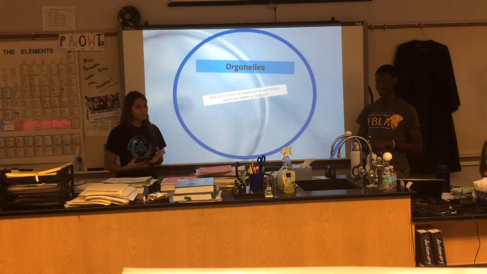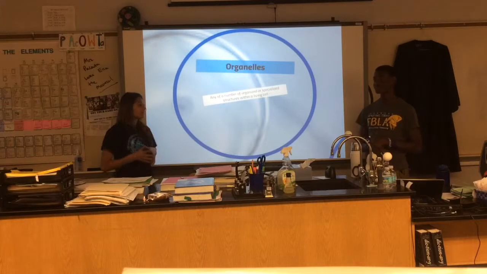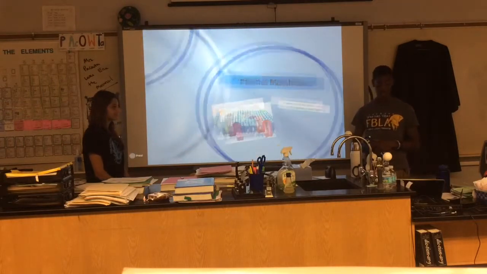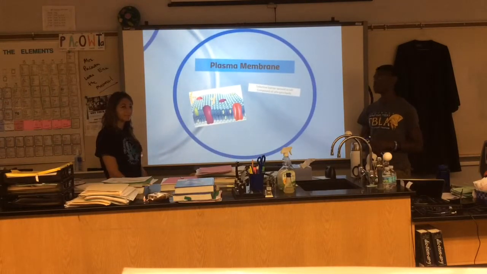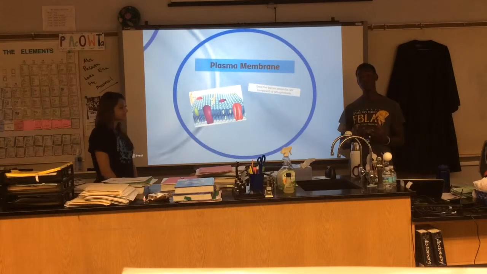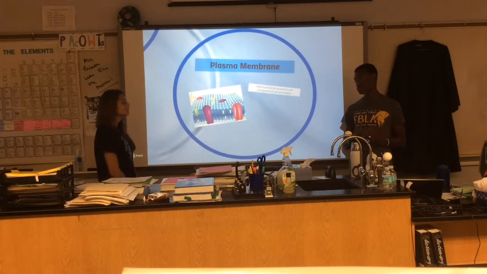Okay, so you're probably asking yourself, what are organelles? Organelles are any of a number of organized or specialized structures within a living cell. Now, what are some of the types of organelles? First, we have the plasma membrane. This is a selective barrier around the cell. It is composed of phospholipids, which are arranged within a bilayer structure.